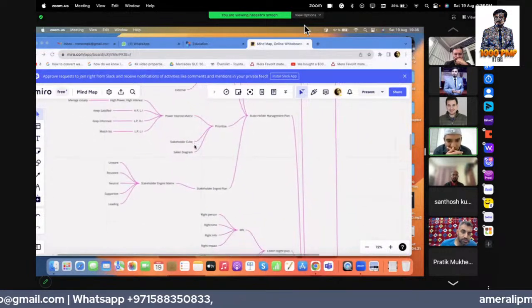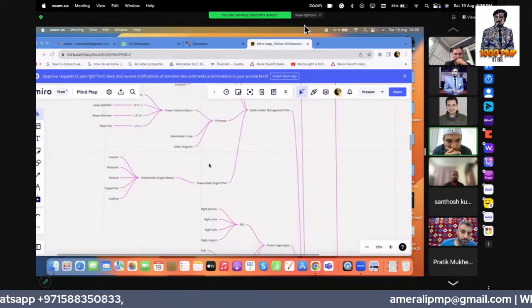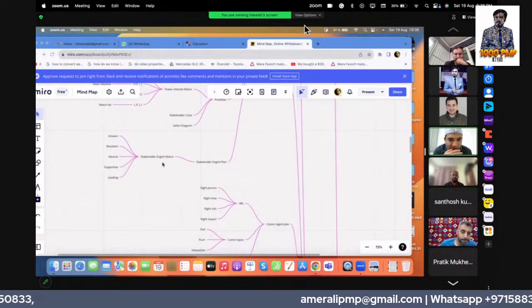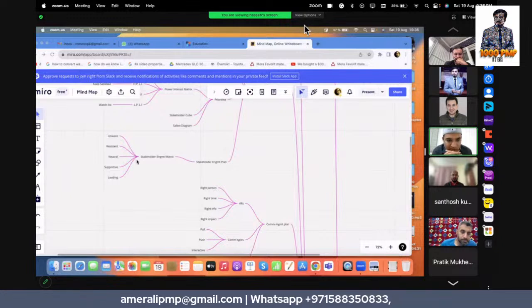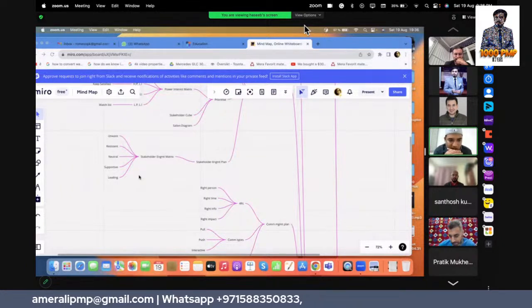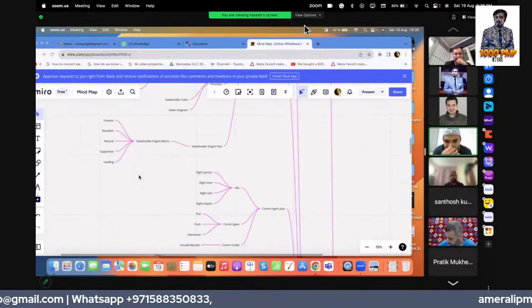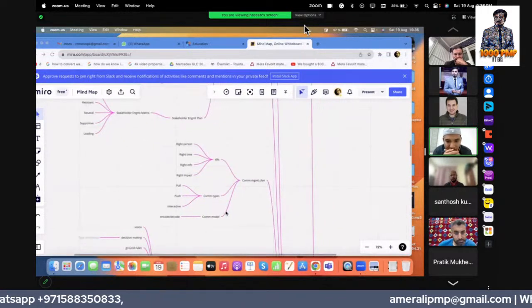Then we have a stakeholder management engagement plan. In the engagement plan, we have a stakeholder engagement matrix. In a stakeholder engagement matrix, we have unaware, resistant, neutral, supportive, and leading. And then we have a communication management plan.